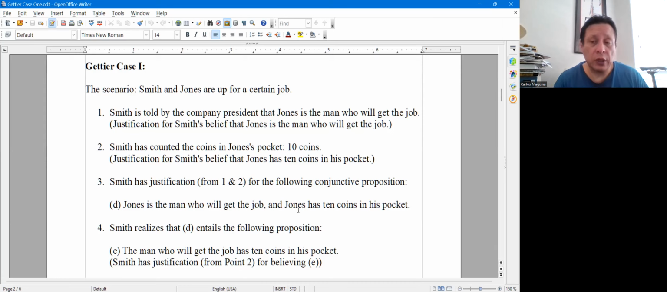And now if we join those two separate beliefs and make one new belief, joined with the conjunction "and," we have a new conjunctive proposition, which we are also justified in believing. We have proposition D, as he calls it: Jones is the man who will get the job, and Jones has 10 coins in his pocket. So far, everything's smooth, legitimate, seems to follow, makes sense, with nothing to object to.